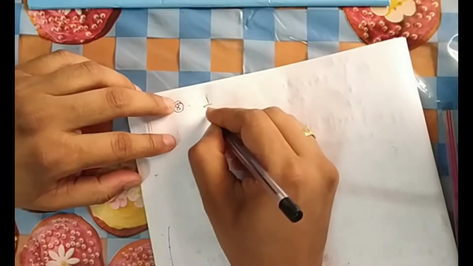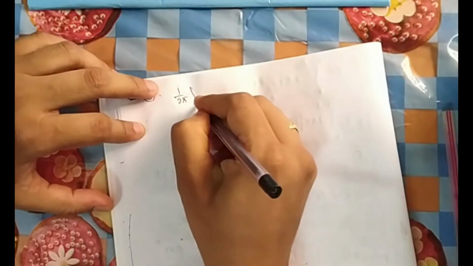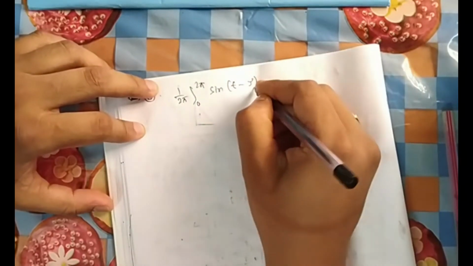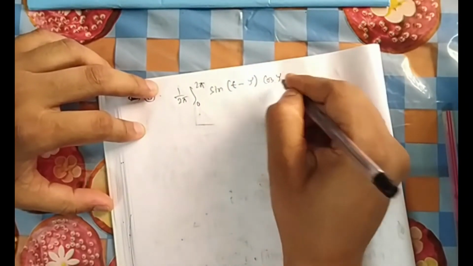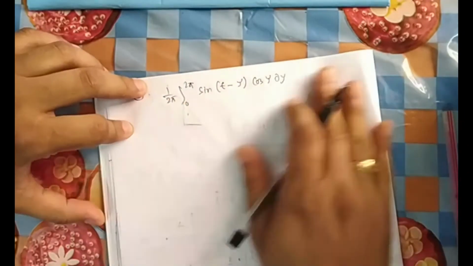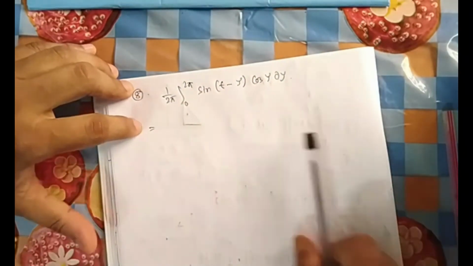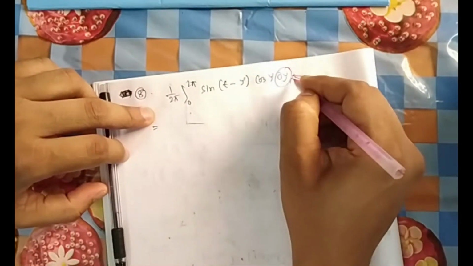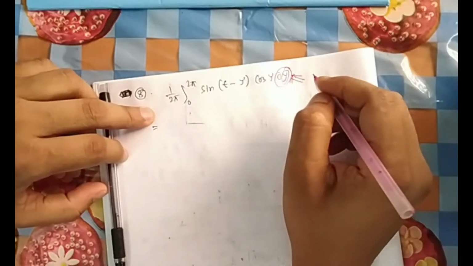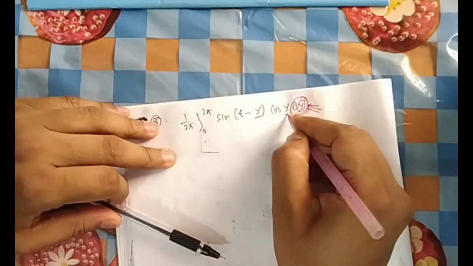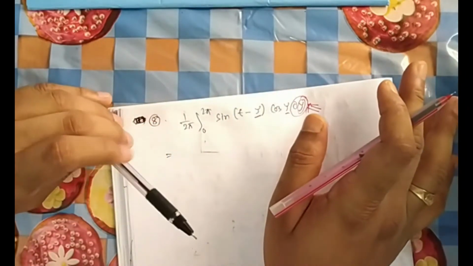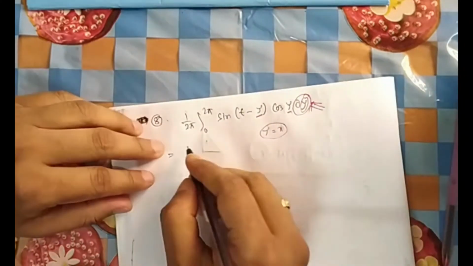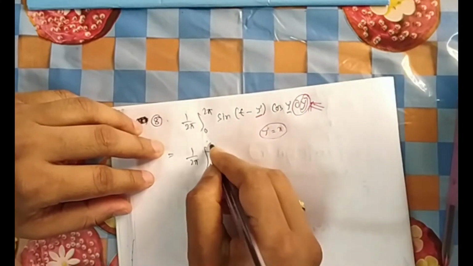In question number 8, this is your 1 by 2 pi, 0 to 2 pi, sine t minus tau cos tau d tau. Now there are lots of variables. Which one is your actual variable? That you need to think. You see the d tau, with respect to what the integration is done. It is done with respect to tau. So here only tau is variable, and the other things you treat as constants. So instead of tau I am writing x, because writing tau every time becomes problematic for me.